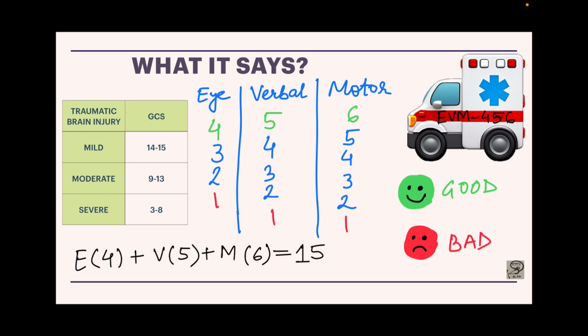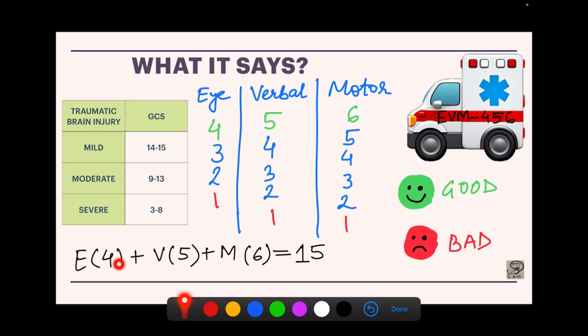Now, how to calculate the maximum GCS? It's very simple. You add the highest scores of each component. So E is 4, V is 5, M is 6, which gives a total of 15. So the maximum possible GCS is 15. Now, one trick here for you. This 5 in Roman numerals is also written as V.